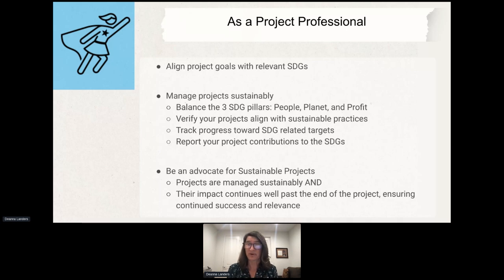When you manage your projects, you should manage them sustainably, which of course means balancing the three pillars of people, planet, and profit through your projects. So in order to do that, perhaps you could do an impact assessment of your project. You can identify, well, how will this impact the community? How will this impact the environment? How will this impact the economy of our organization?